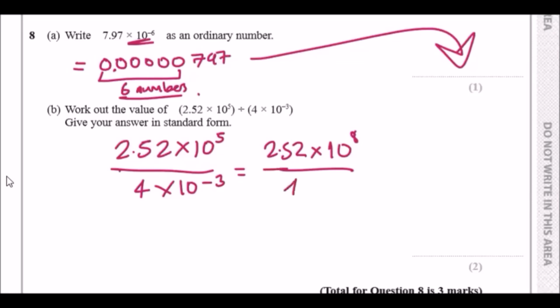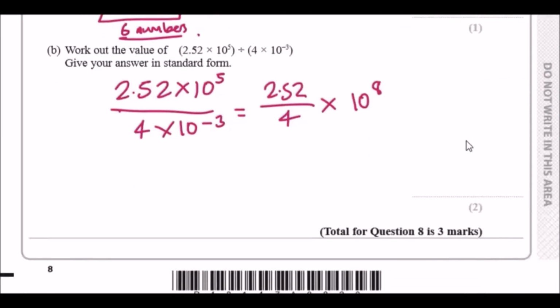Now we can just ignore this bit. In fact, just to make our life a lot easier, you can split them in two terms. So it'd be 2.52 over 4 times 10 to the power 8. So this bit is done. Now we just got to divide by 4. So literally just use any division method. I'm going to use the classic bus stop method, you know, the one you learn probably back in primary school or early on. So what do we have?